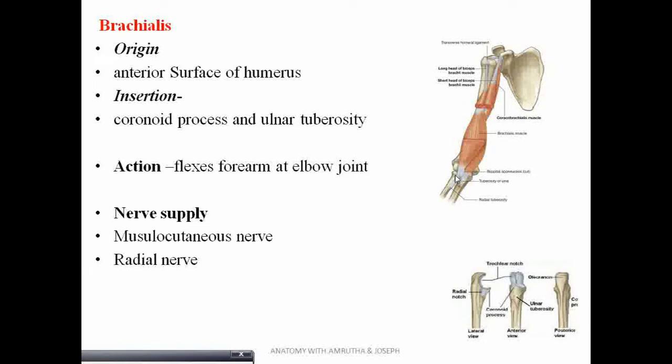Nerve supply is by the musculocutaneous nerve and radial nerve. So this muscle is supplied by two nerves. These types of muscles are called hybrid muscles. Musculocutaneous nerve supplies, in addition to brachialis, the biceps brachii and coracobrachialis.